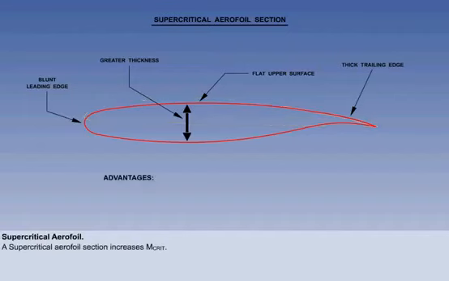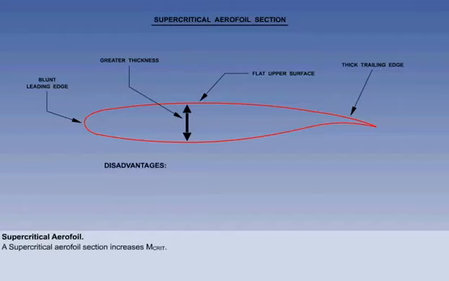So the advantages of the supercritical over the conventional section are less sweep angle required, greater stiffness, and greater fuel capacity. The extra fuel capacity will allow a greater payload to be carried over the same distance, or the same payload over a longer distance.